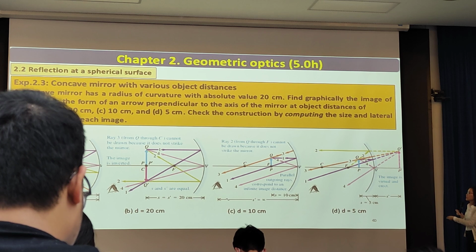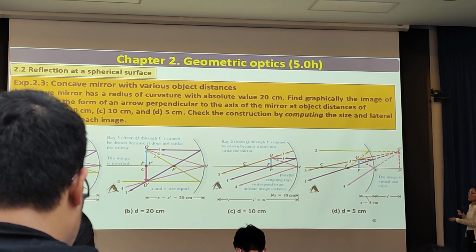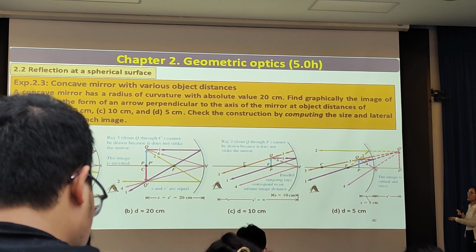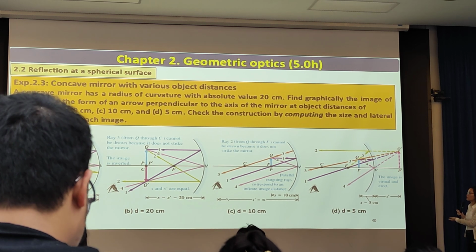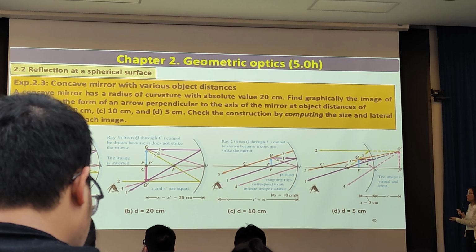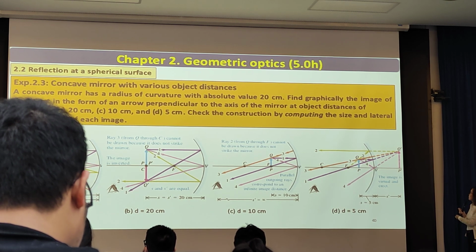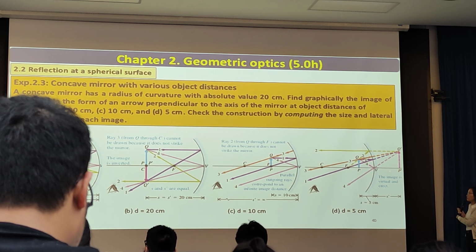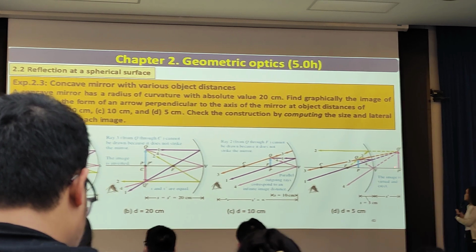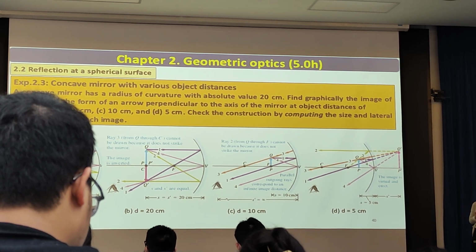So you will see the change of the image formation. Here, real, inverted, and smaller, right? Here you have real, inverted, and same size or same height. Here you have infinity image, and here you have virtual, erect, and larger than the size of the object. So you need to draw these dots.